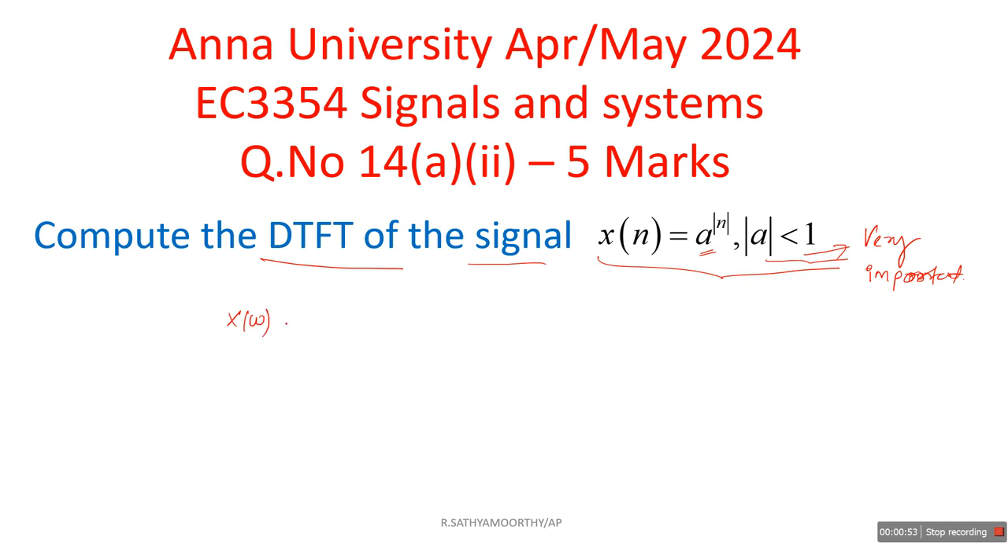The discrete time Fourier transform X of omega is the summation from n equal minus infinity to plus infinity of the input x of n e to the power minus j omega n. This is the formula. What is x of n here? x of n is a to the power mod of n.